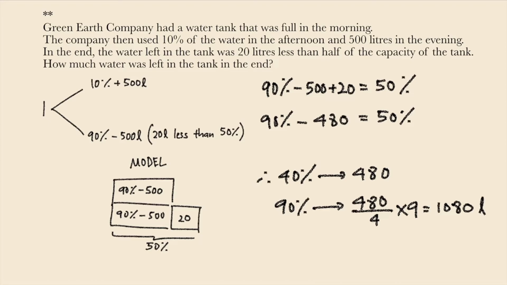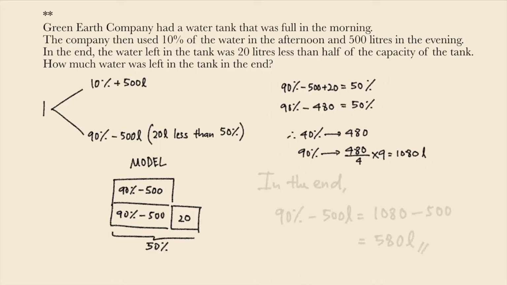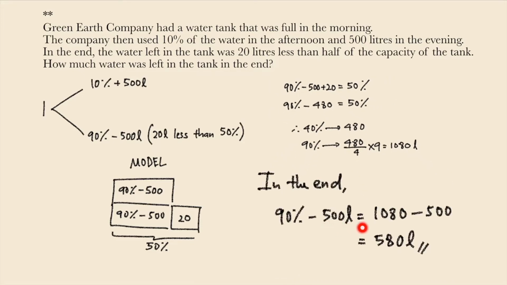So, what was the water left in the tank in the end? Well, we're interested in 90% minus 500. So, let's find 90% here, which is this quantity, and we will subtract 500 liters, which is 1080 minus 500, giving us 580 liters. So in my experience, drawing a model helps with understanding what's going on here.